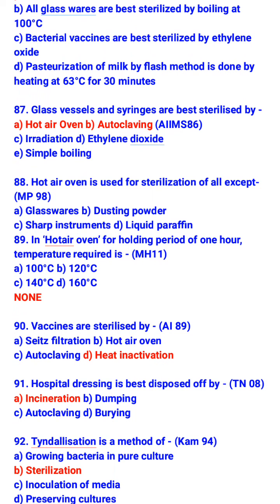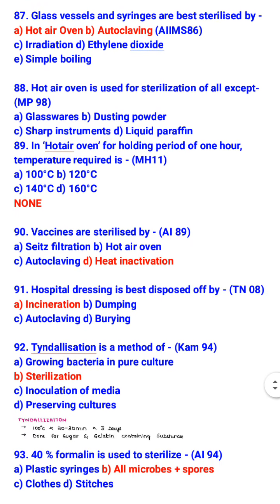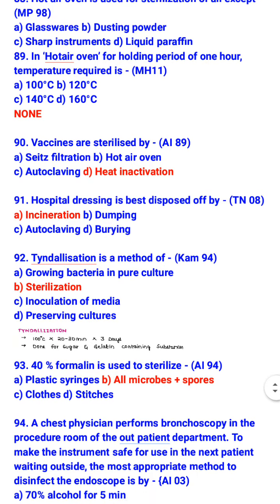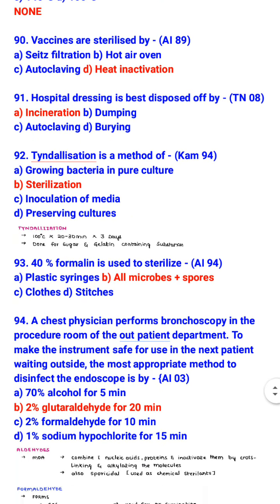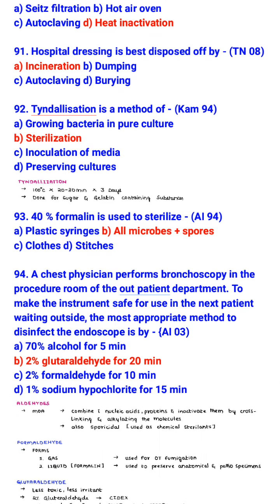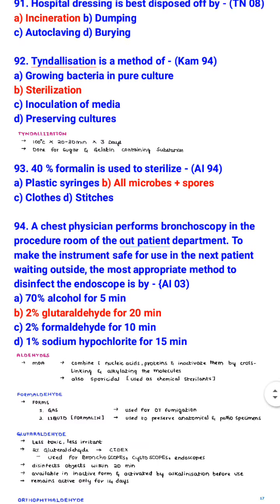Hot air oven is used for sterilization of all except. In hot air oven for holding period of 1 hour, temperature required is none of these. Vaccines are sterilized by heat inactivation. Hospital dressing is best disposed of by incineration. Tyndallization is a method of sterilization. 40% formalin is used to sterilize all microbes and spores.